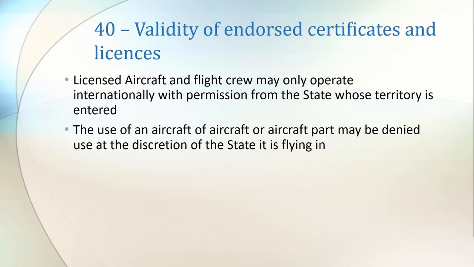Article 40 covers the validity of certificates and licenses internationally. Aircraft and flight crew that are suitably licensed may only operate internationally with the permission of the states whose territory would be entered. Additionally, it is at the discretion of other states as to whether a certified aircraft or aircraft part may enter them.